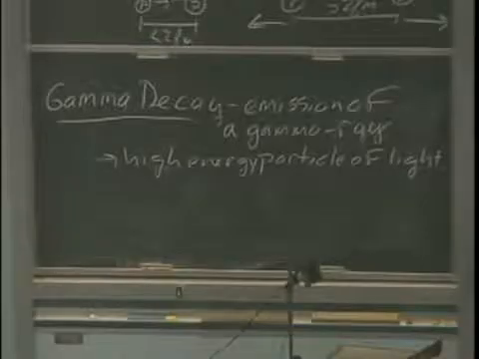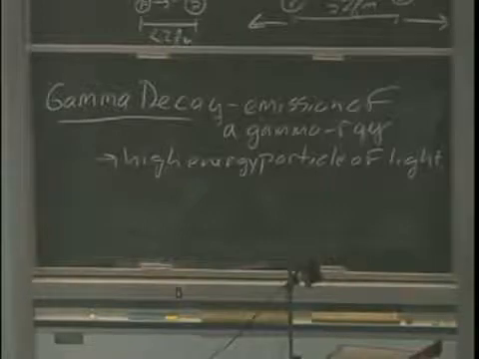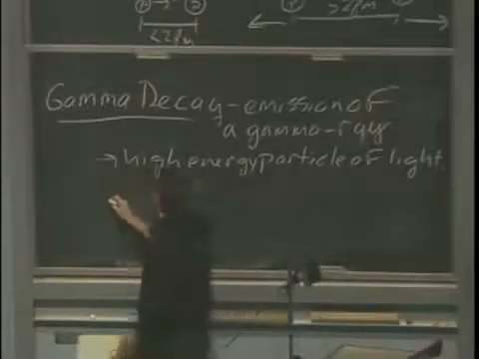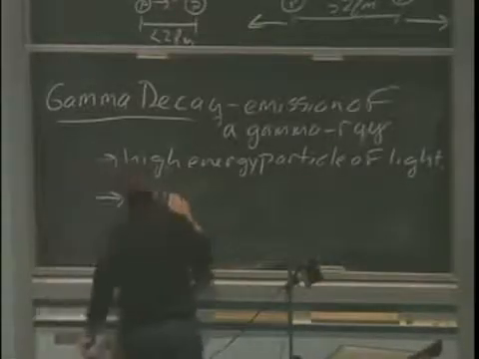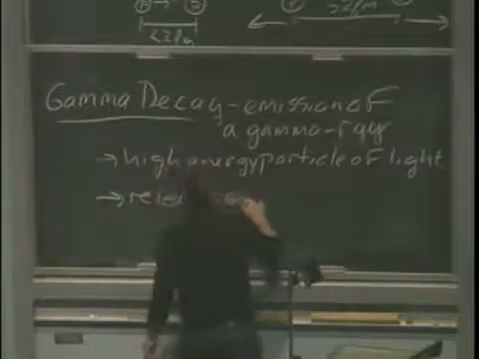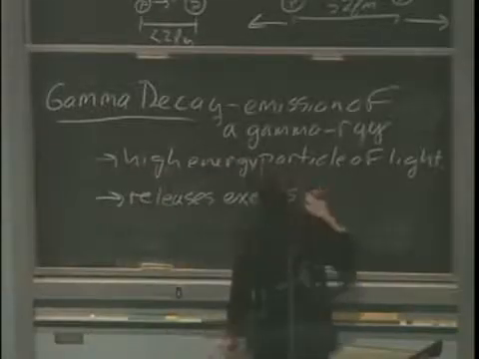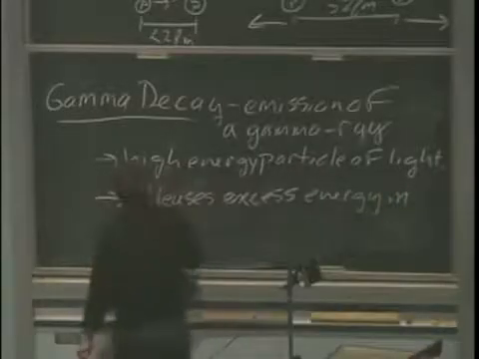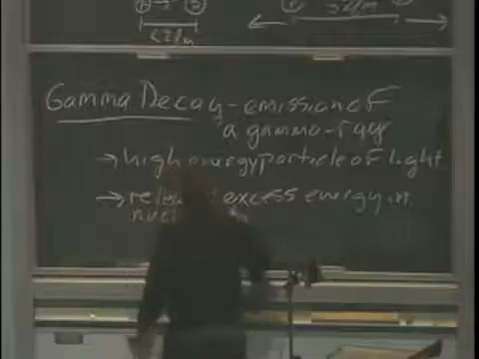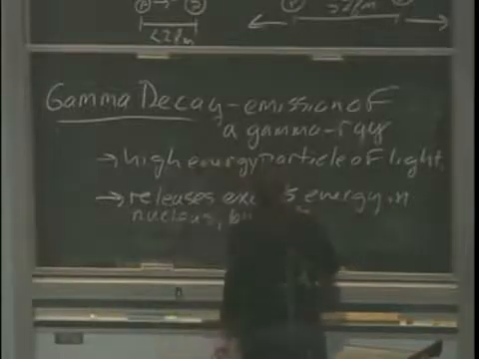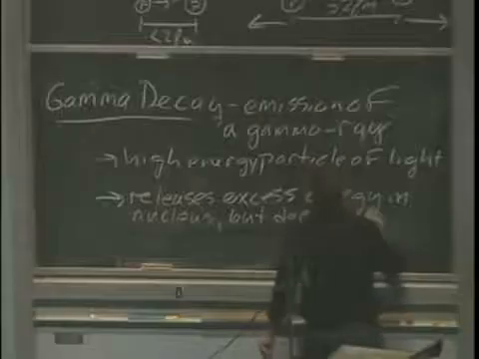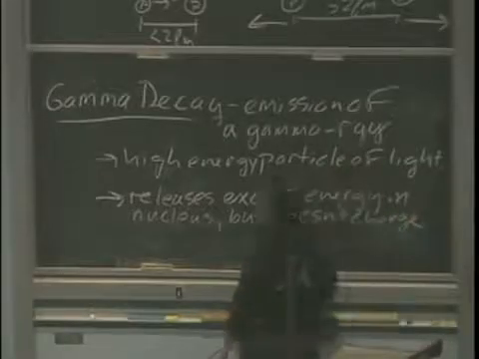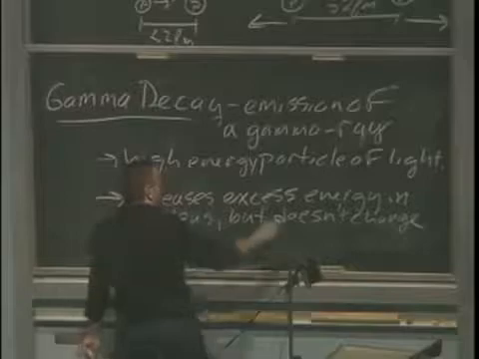Okay, so it carries energy out of the nucleus, but it's not carrying any particles. It's not carrying a neutron or a proton or electron. So what a gamma decay does is it releases excess energy in the nucleus, but it doesn't change the nucleus itself, or it doesn't change it otherwise than releasing that energy.